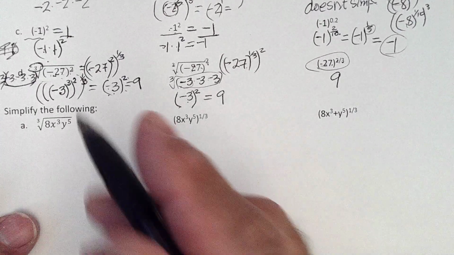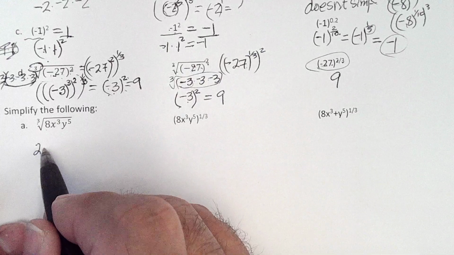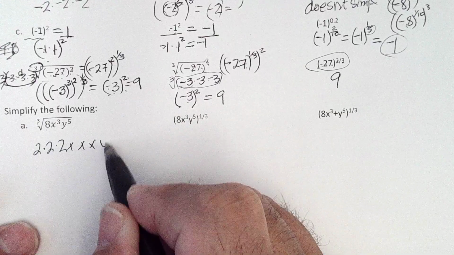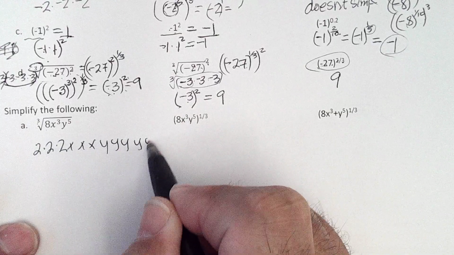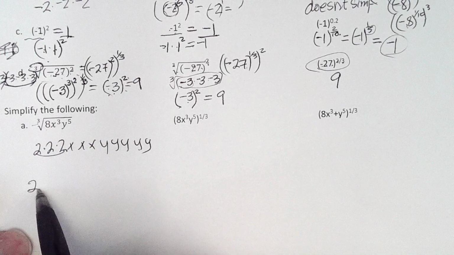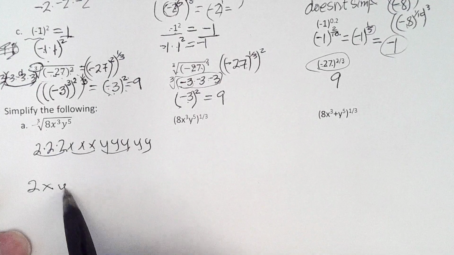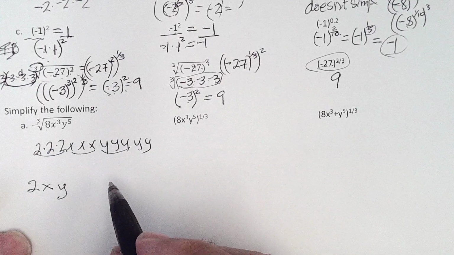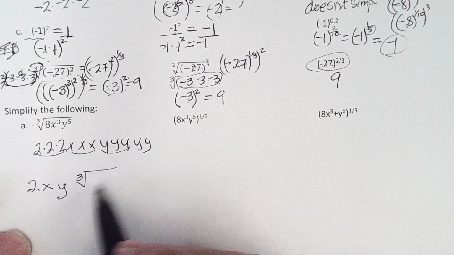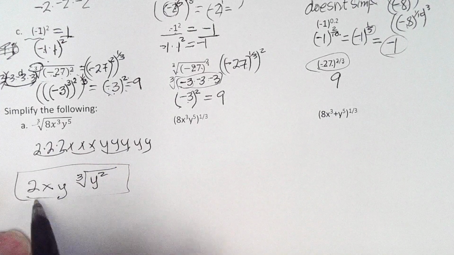Number 3. We're looking for groups of 3. Well, 8 is 2 times 2 times 2. X, X, X, Y, Y, Y, Y, Y. Groups of 3. That's a 2. That's an X. That's a Y. And we got 2 Y's that we couldn't pull out, so they stay in the cube root. Y times Y is Y squared. And this is my answer.